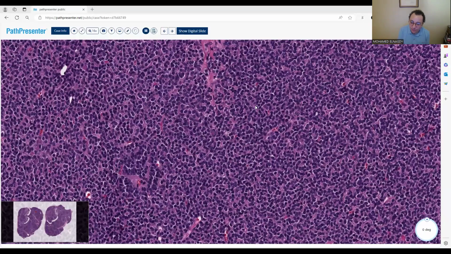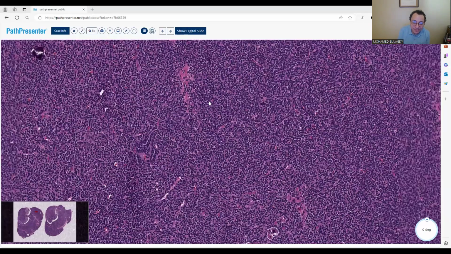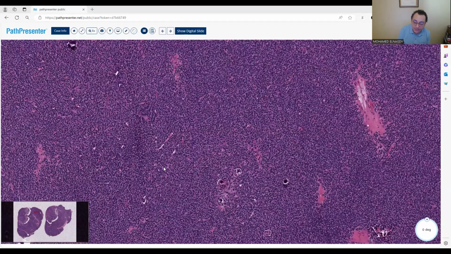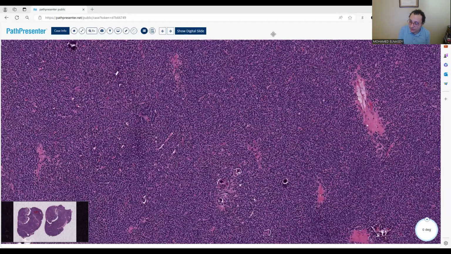That's the other one which is associated. I think it's the one with the collar, with the concentric onion skinning, I believe. So that's metanephric adenoma. So let's open the case info here. See the title, this is a metanephric adenoma.